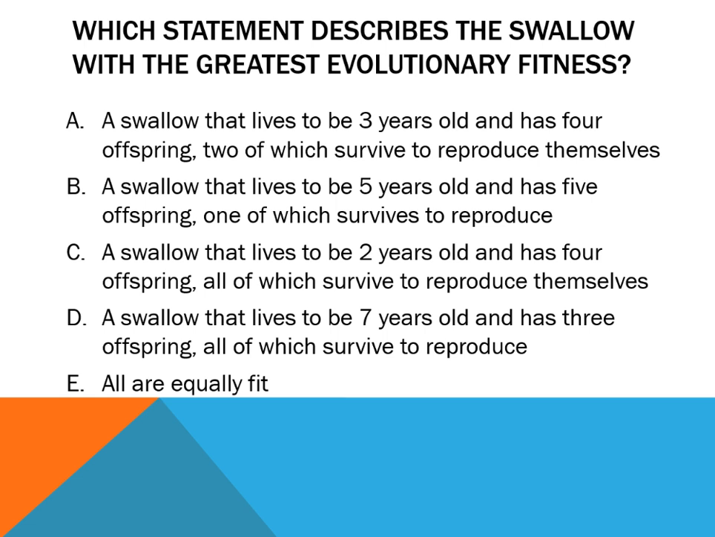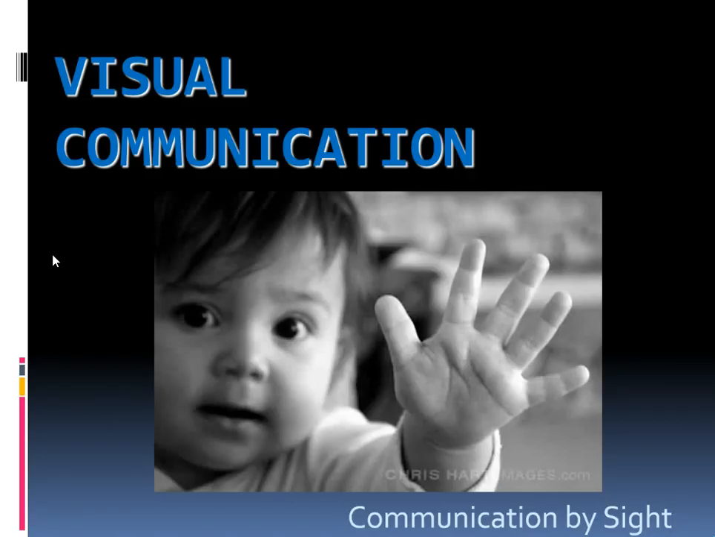Well, I'm going to tell you right now, they're not all equally fit, because it's really only about how many genes you pass on, right? And age is not important either, right? So you have this one who's 7 and has 3 offspring. Well, that's only 3. So here you have 2 offspring, here you have 1, here you have 4, and here you have 3. So the one that has 4, even though they're only 2 years old, has the highest evolutionary fitness.